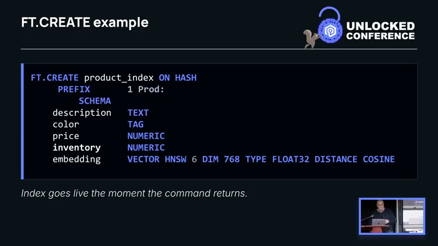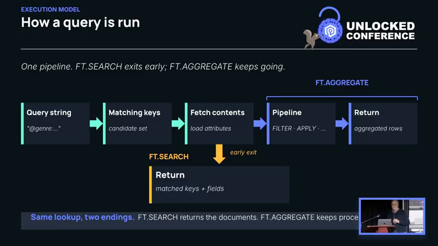So to create an index, it's just a simple command. You list the names of the fields. This is for creating on a hash key. But for example, if you had JSON, you could marry these up with a list of JSON paths. And it just tells the system how to interpret the data that's out there.